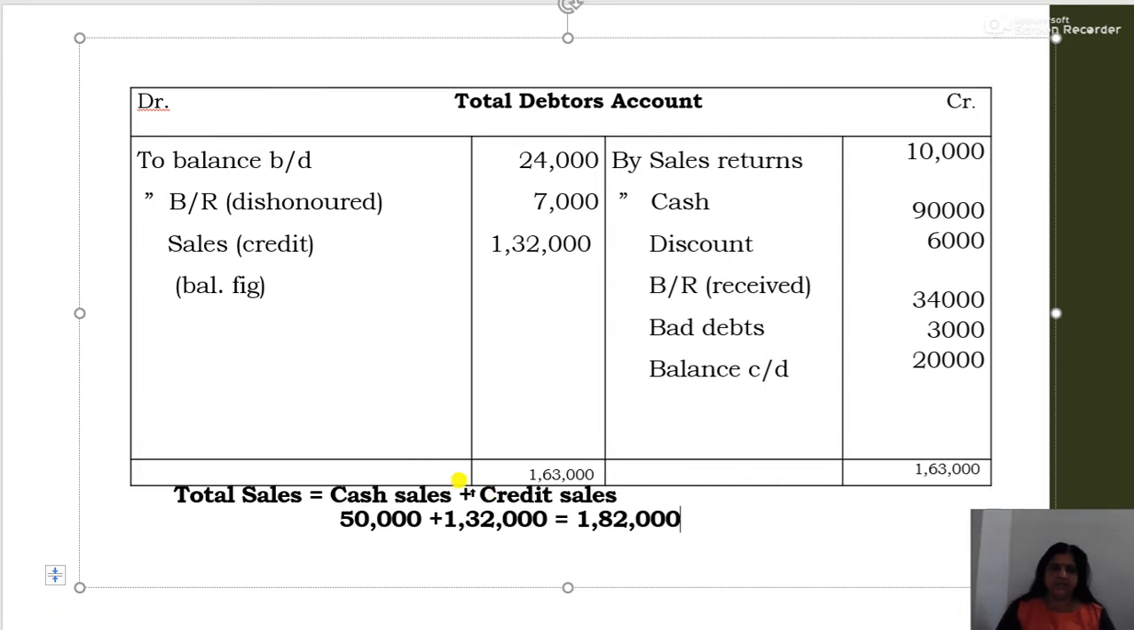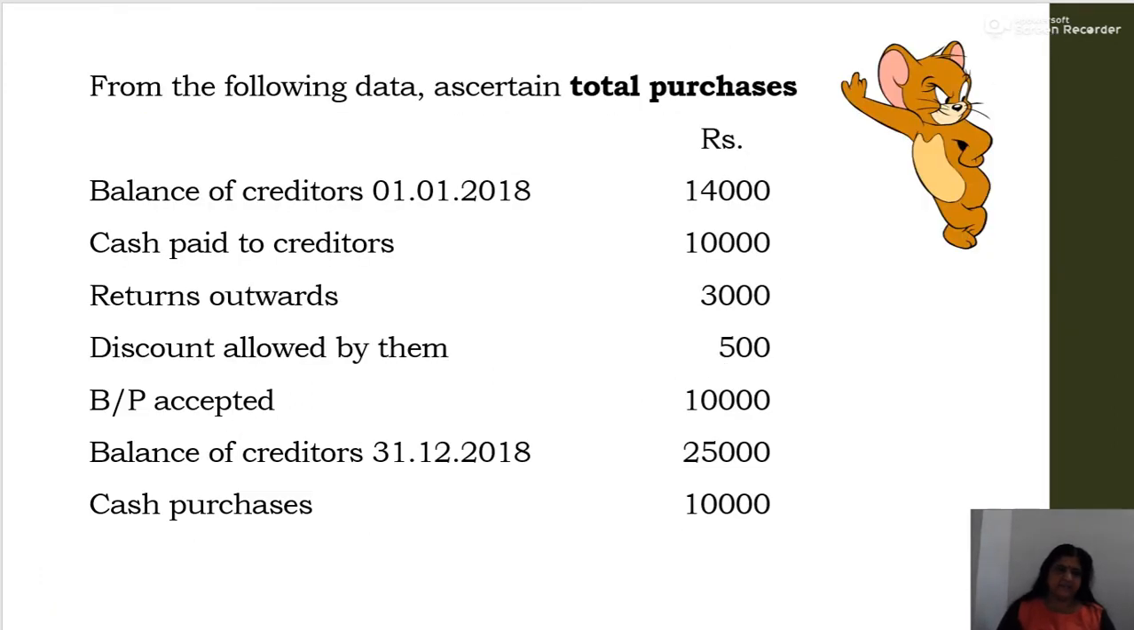Now, just like this, the next question is: from the following data, ascertain total purchases. Here the opening balance of creditors is given, then cash paid to creditors is also given, then returns inwards, discount allowed by them, which means discount received, then bills payable accepted, balance of creditors on 31/12/2018, which means the closing balance of creditors, and also the cash purchases.